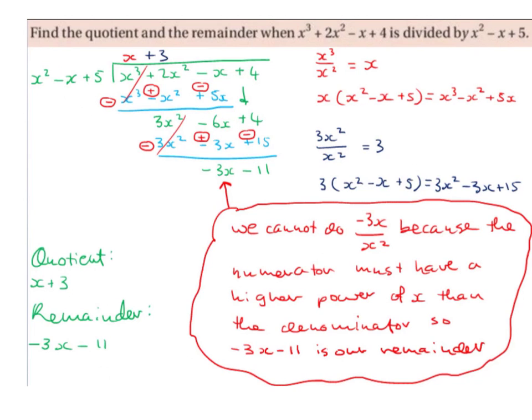So I can't go any further because my highest power of x inside my bus stop is now lower than my highest power of x outside my bus stop. So we cannot do minus 3x divided by x squared because the numerator must have a higher power of x than the denominator. So minus 3x minus 11 is our remainder. So that's our remainder, that's our quotient. Our quotient is x plus 3, our remainder is minus 3x minus 11.